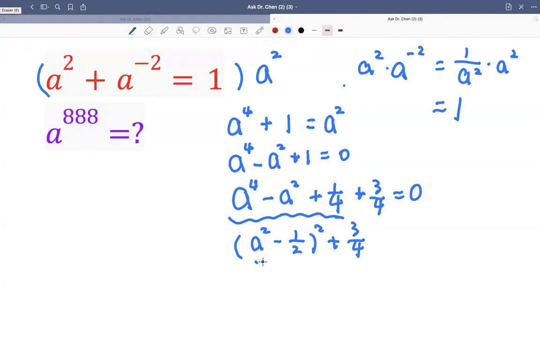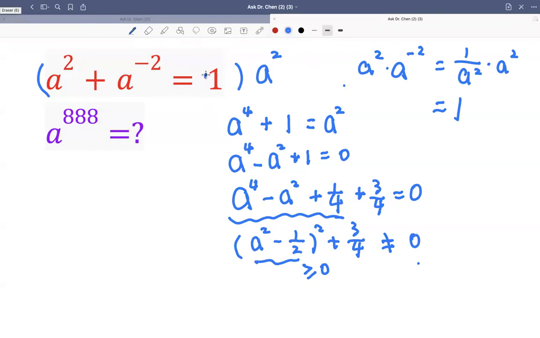So what's the problem? The problem is that this expression will always be non-negative, so the least value is 0. Then this one is 3/4, so 3/4 plus 0, so this will never be 0. Okay, so I think that's a typo, maybe.